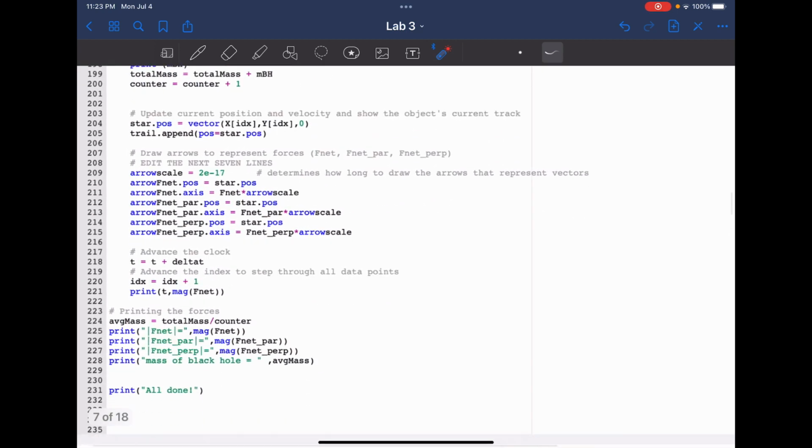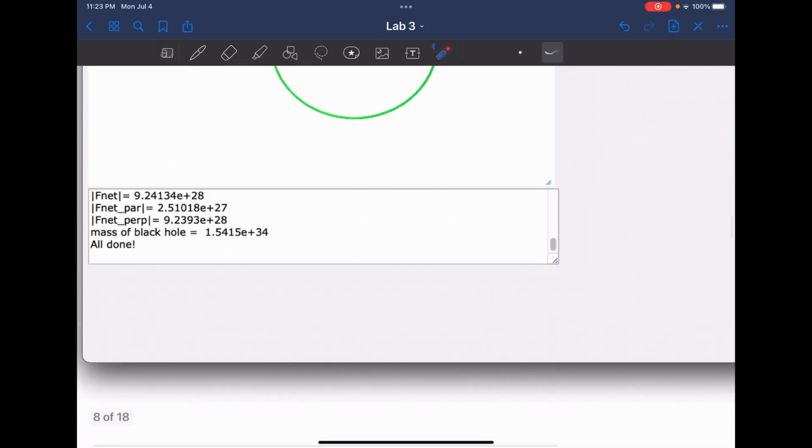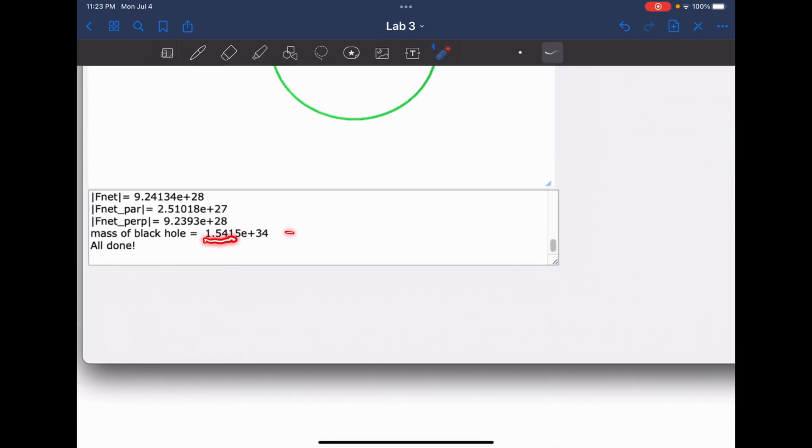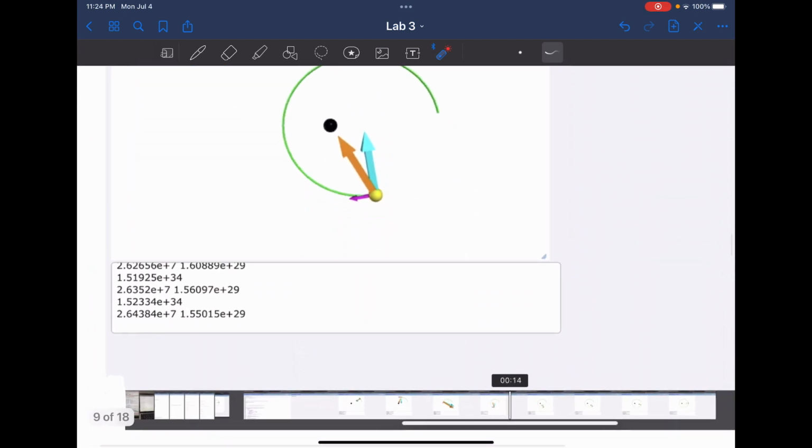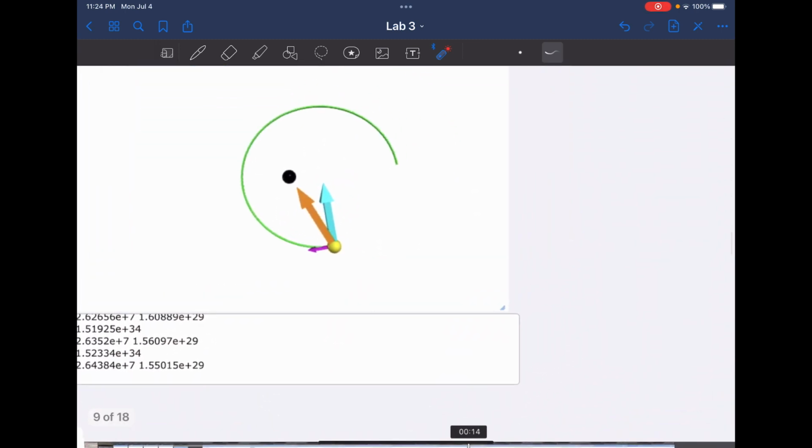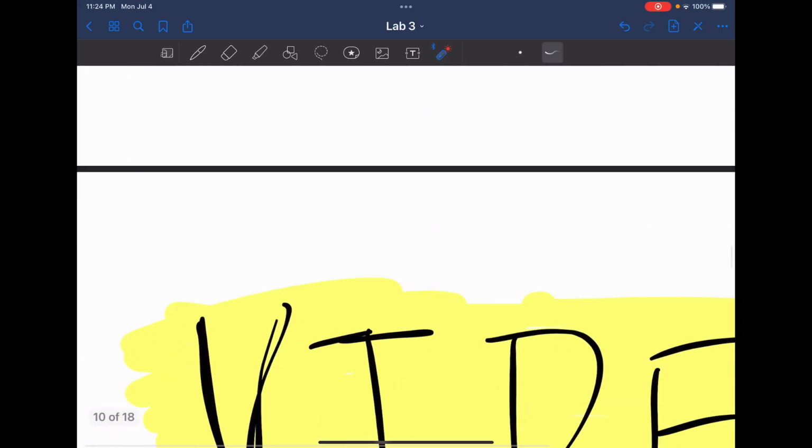So what you do is take that total mass variable after all the iterations are run, divide by how many iterations we did, and we get an average mass of the black hole, which was calculated to be 1.5415 times 10 to the 34th. It also calculated the magnitude of F net parallel and F net perp. And then this is the parallel component, the perpendicular component, and this is F net, just to see it as the code was running.